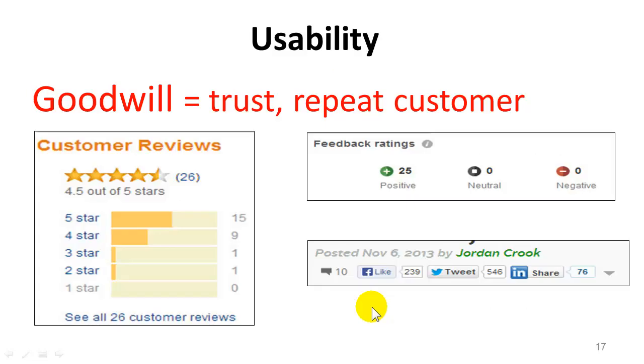Here we see some examples, very common on the internet today, where we have these ways of telling the organization that we have goodwill toward them, that we trust them, that we like them, that we're happy. Reviews, feedback, Facebook likes, tweets, etc.